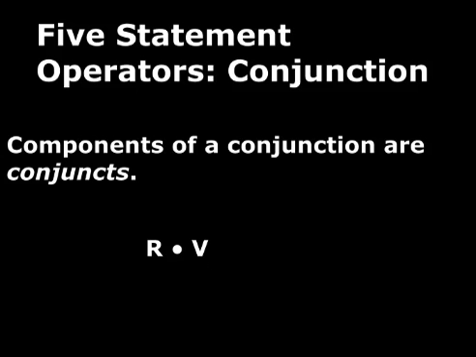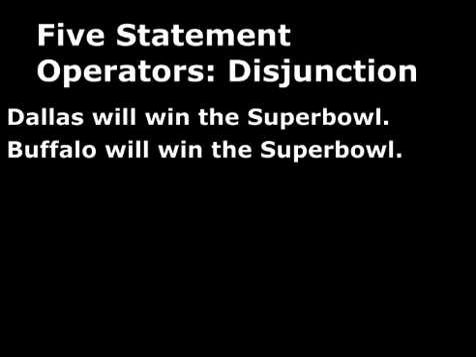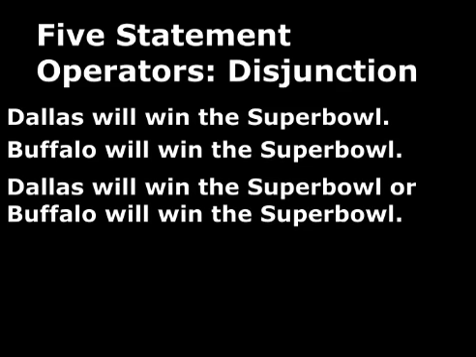In this conjunction, R and V, the first conjunct is R and the second conjunct is V. Okay, next up, disjunction. So here's two atomic statements. Dallas will win the Super Bowl, Buffalo will win the Super Bowl. And we can put these together with disjunction in English in a number of ways. I can say Dallas will win the Super Bowl or Buffalo will win the Super Bowl.